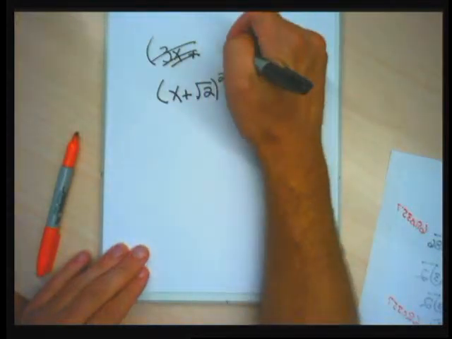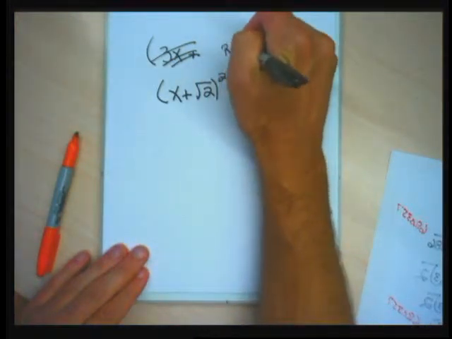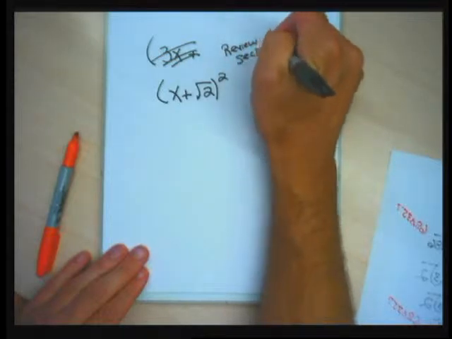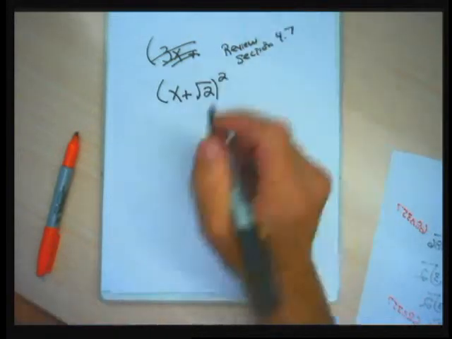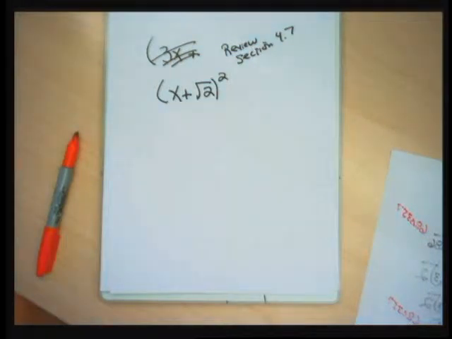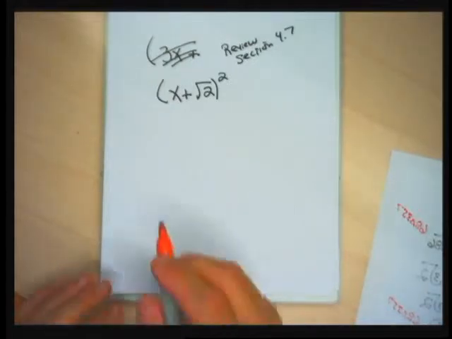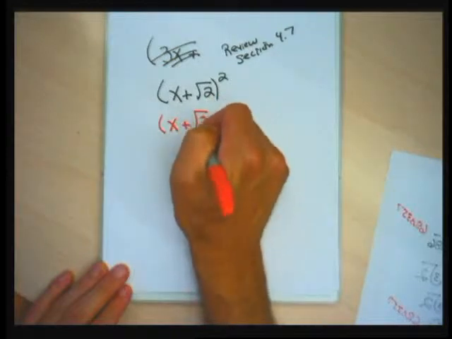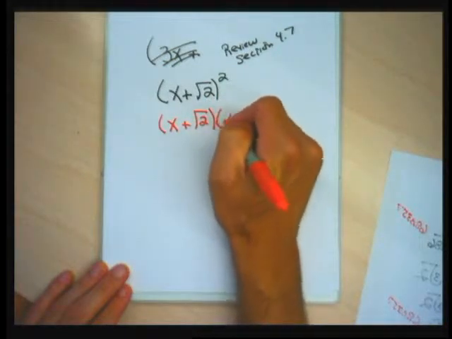So this is a review from section 4.7. I mean, it's only one problem, but this is the one style of problem from that section that students tend to mess up on the test. So this problem, although it doesn't look like a foiling problem, when I write it without the square, you can see more clearly that it's a foiling problem.